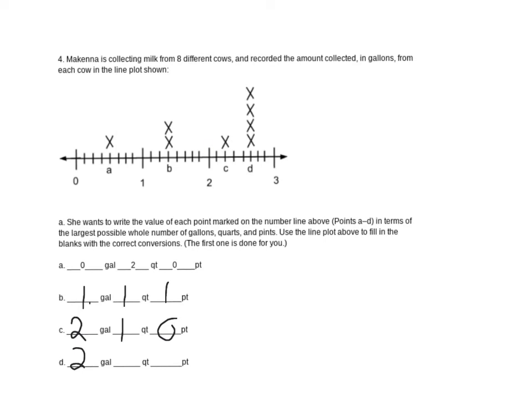Okay, now we're going to count every other line. That's 1 quart. That's 2 quarts. So we have 2 quarts. And then that's 1 quart, 2 quarts. We have 1 more line, which is a pint. 1 more pint. So we have 2 gallons, 2 quarts, and 1 pint for our last.